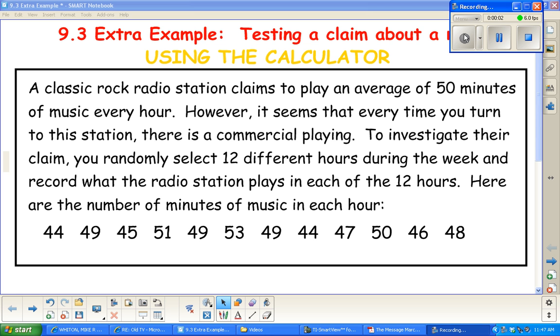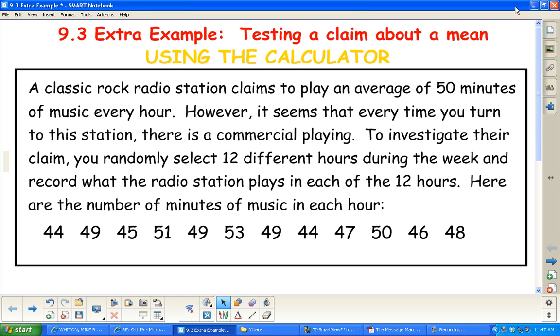Okay, this is going to be an example of doing a test about a mean from 9.3. It's the same example I did in the previous video, except this one I'm going to do the actual calculations on the calculator. So for a more detailed video of this exact same problem, check out the other video. It's just called 9.3 extra example. And this one again I just added using the calculator.